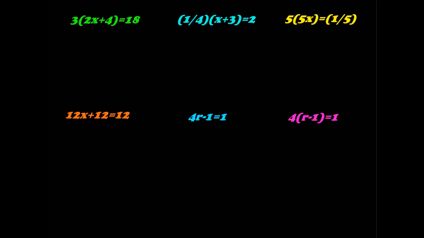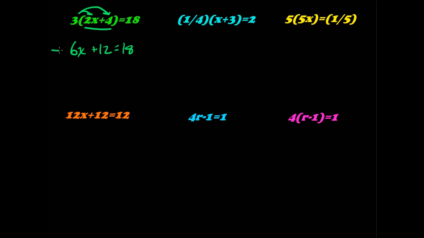Alright. Okay, let's practice a few more problems before the end of this video. The problem at the top left, 3 times 2x plus 4 equals 18. We need to distribute this 3 through this 2x plus 4. So 3 times 2x, 6x. 3 times 4 is 12. And that's equal to 18.